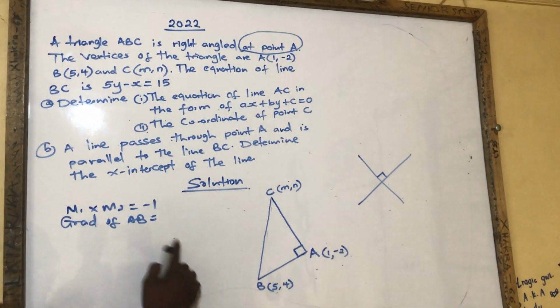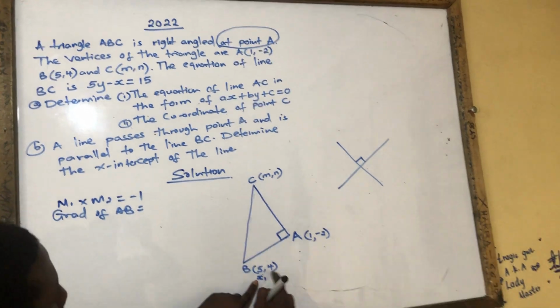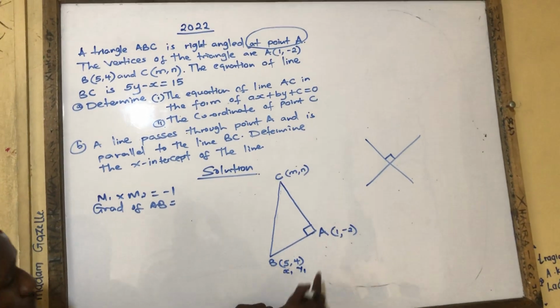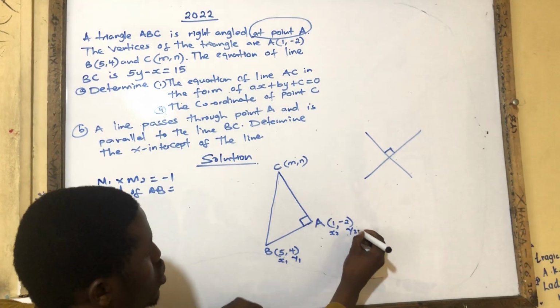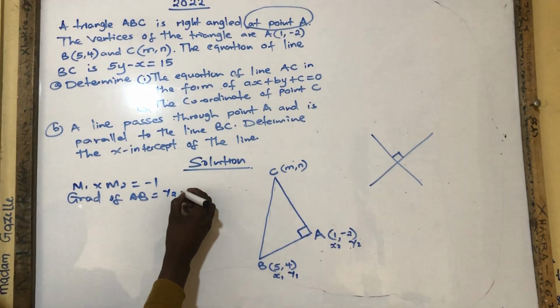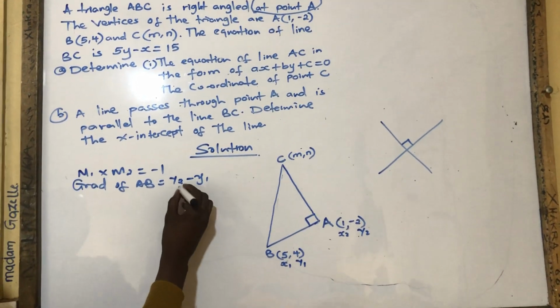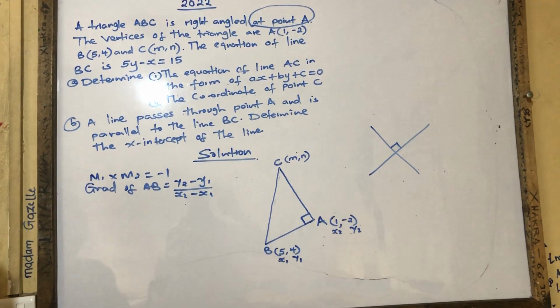How then will we do it? Let's label this one here as our x1 and this one as y1. This will become our x2 and this will become our y2. How do you find gradient? y2 minus y1 all over x2 minus x1.